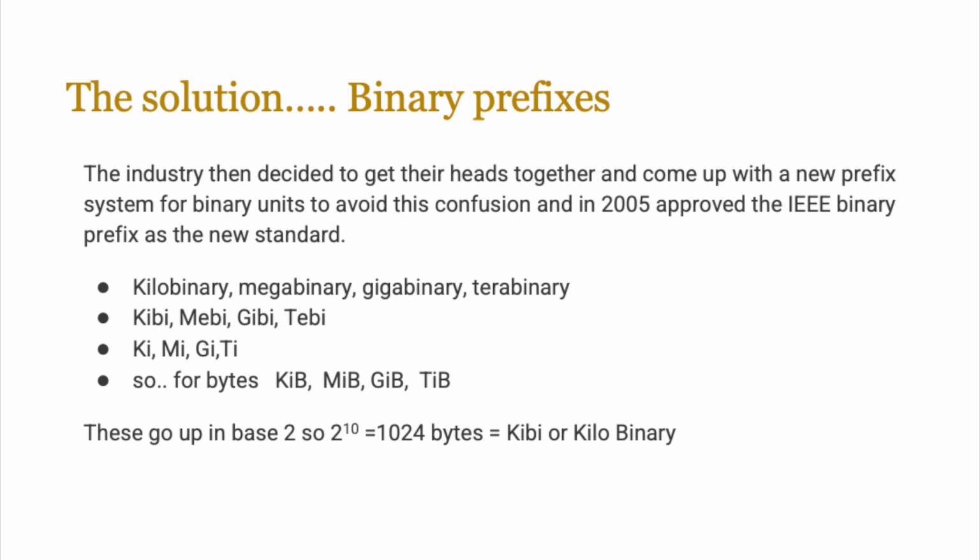So kibi, mebi, gibi, and tebi, or Ki, Mi, Gi, Ti, were the prefixes we use in front of bytes. So they became KiB, MiB, GiB, TiB. And these go up in base 2. So 2 to the power of 10 is equal to 1024 bytes, which is 1 KiB, not 1 KB.